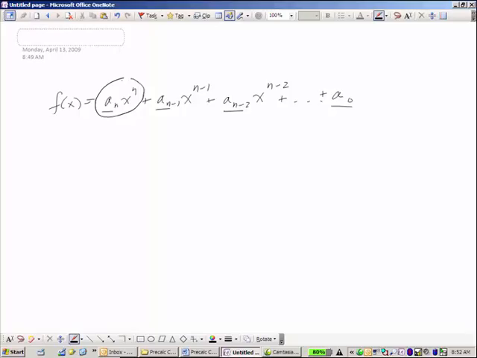Things that we generally like to find out about polynomials are things like where are the zeros?